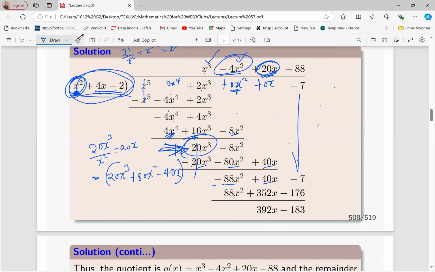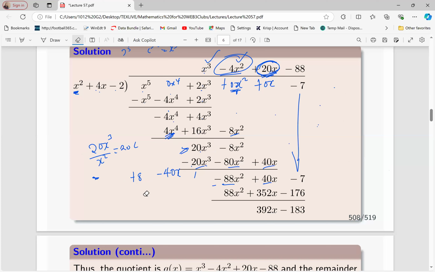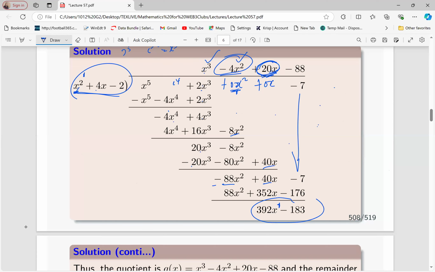And so on. So that's how you do this. When you do that, you find that what we are left with, which is 392x minus 188, cannot be divided by this divisor, because its degree is 1 and this degree is 2. So this one is bigger. It cannot go here. This cannot divide this. This is smaller. So therefore, this becomes the remainder.